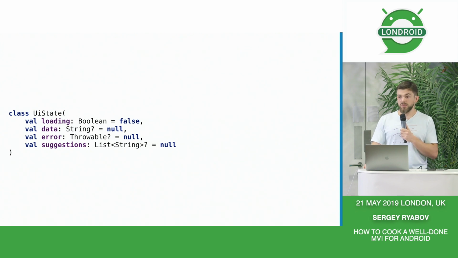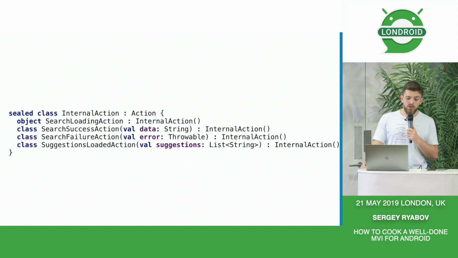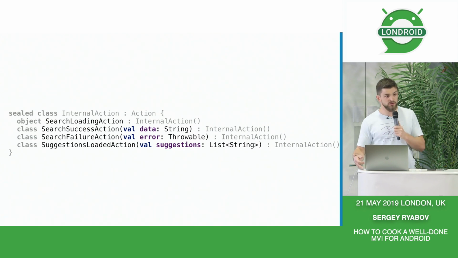And you may ask how we need to reason about the results of our network requests that still will be separated from each other. How will we do that? We will introduce this internal action abstraction, one more abstraction here, that basically will represent these network results. So it's the same loading, the same success, the same failure, and one more added thing, success of loading suggestions. I will tell you a little bit later about why this is called internal actions, but just remember this right now.